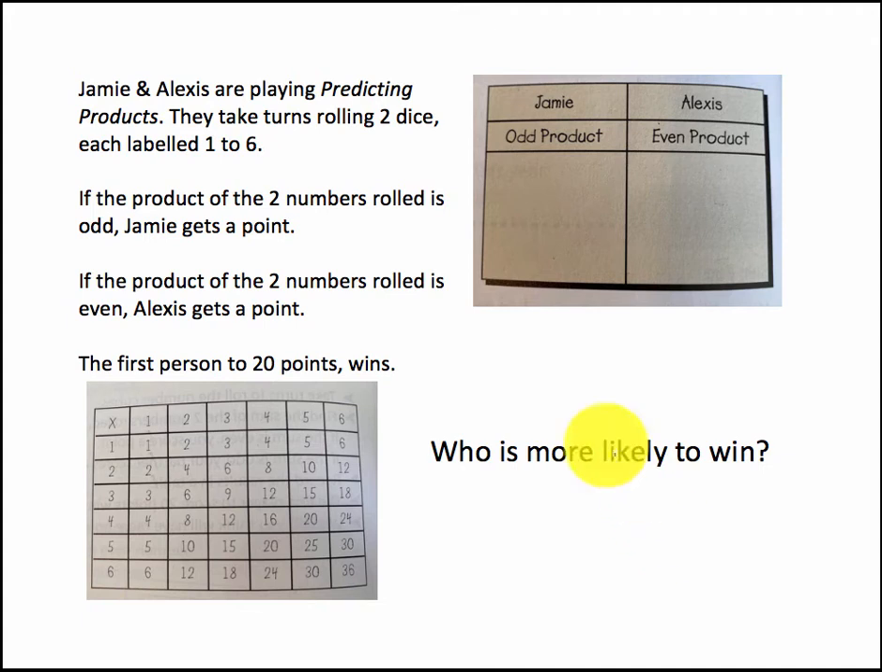Okay, so here's a game that involves 2 players. We have Jamie and Alex, and they're playing a game called Predicting Products. Remember, the product is when you take 2 or more numbers, multiply them together, and you get an answer. The product is the answer to a multiplication question. So they're taking turns rolling 2 dice, each labeled 1 to 6, so 2 standard dice. If the product of the 2 numbers rolled is odd, Jamie gets a point.